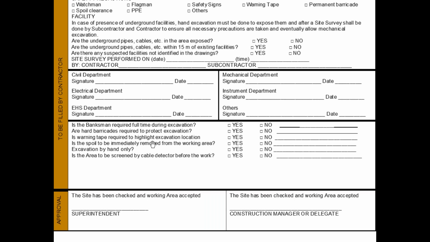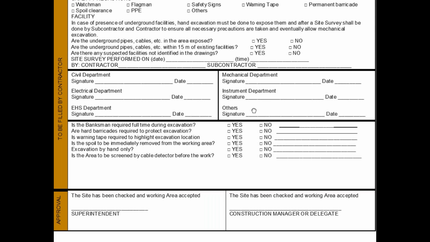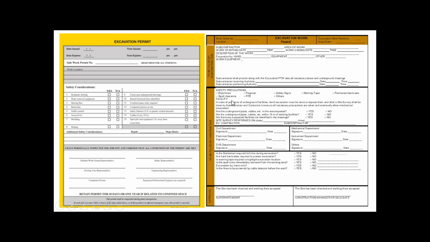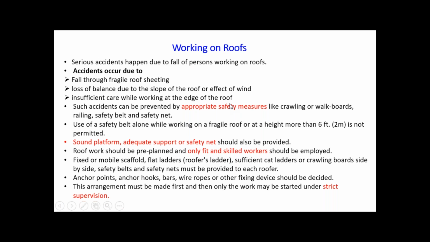So depending on the conditions, again we have to change these formats, or tick the appropriate points or questionnaires, and then approval by the superintendent or the construction manager or delegates. So these are some of the guidelines for the parameters which can be involved in the excavation permit systems.